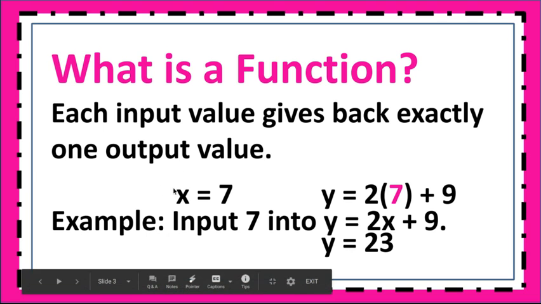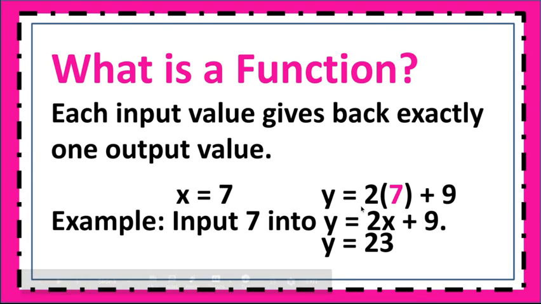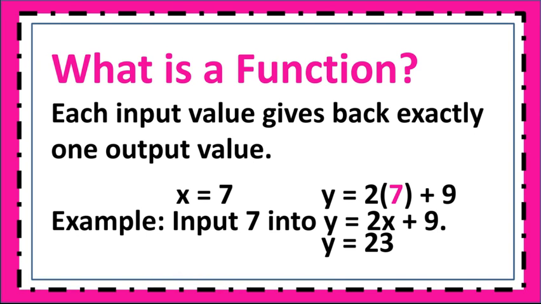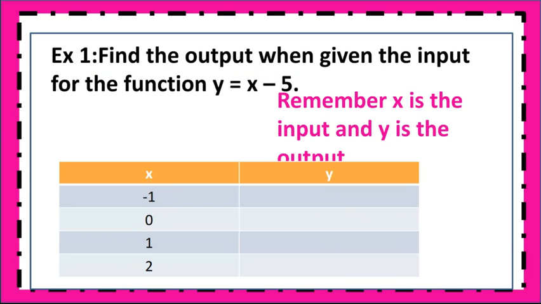When you have an input value of 7, your output value is 23, because x equals 7 and y equals 23. Again, the word input is the same thing as x value. The word output is the same thing as y value. So when my input is 7, the output is 23.